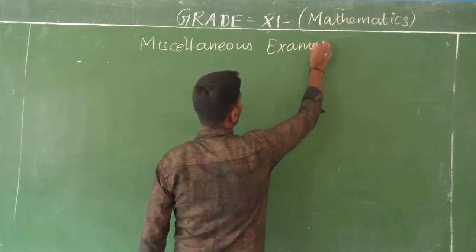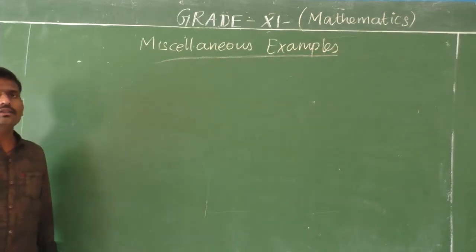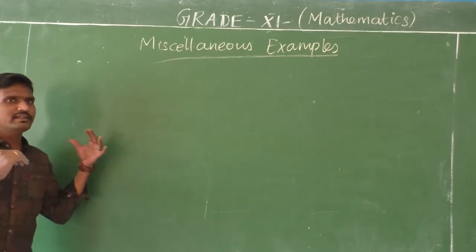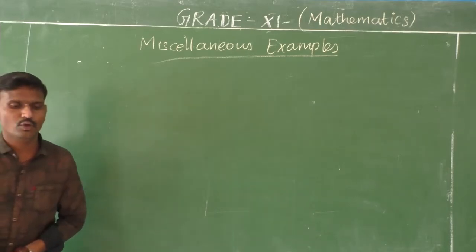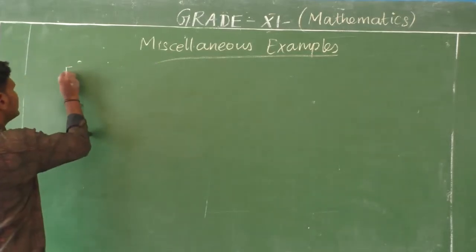So already I told you what miscellaneous example and exercise mean. This one contains all the exercises in the given chapter. So this is one type of revising all the exercises. Okay. Now, the example 18, the question number 18.